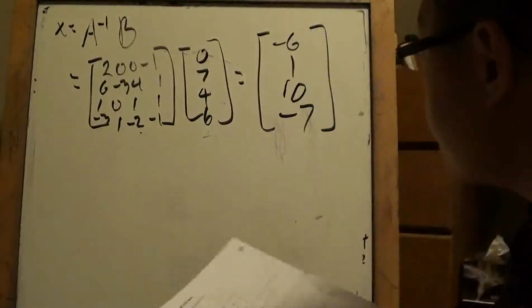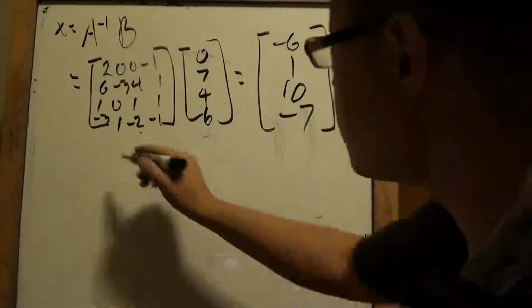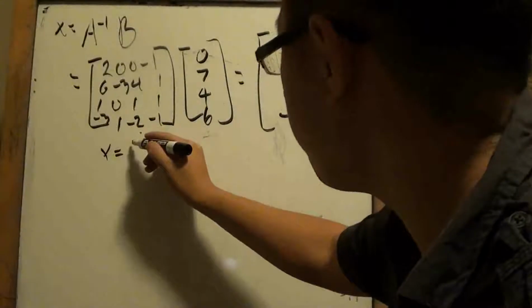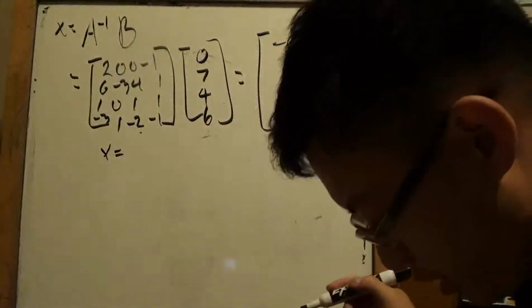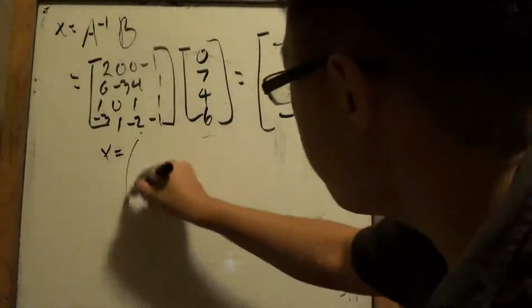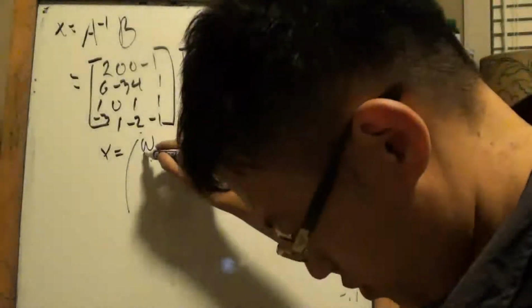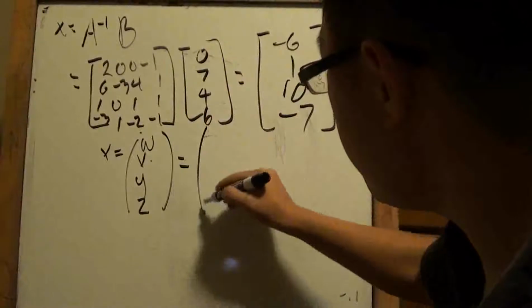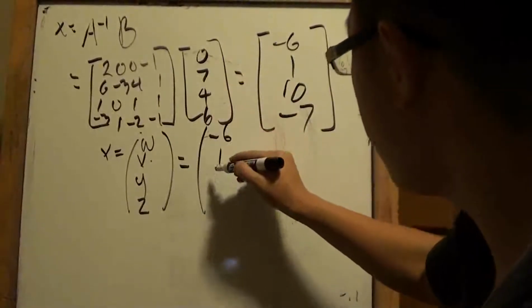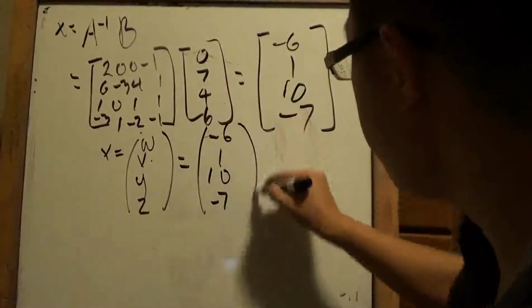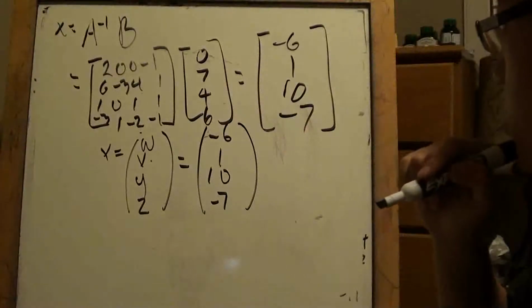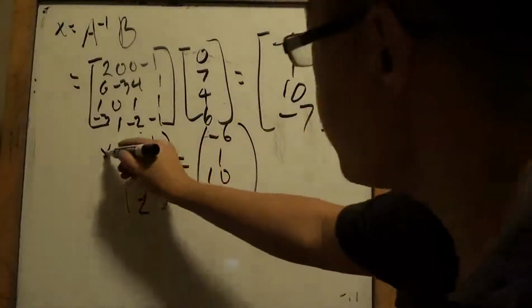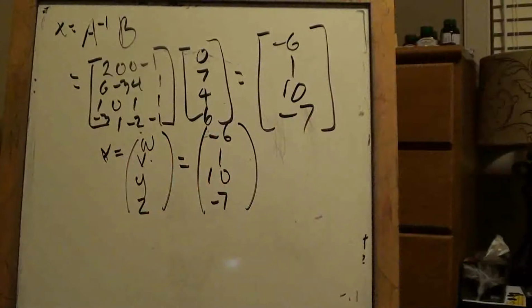So if I want to be more specific, x will be, well, we could just say that, or technically we could also say w, x, y, z, which happens to be negative 6, 1, 10, negative 7. Can we say that? We totally can. Okay, so that wraps up number 6.